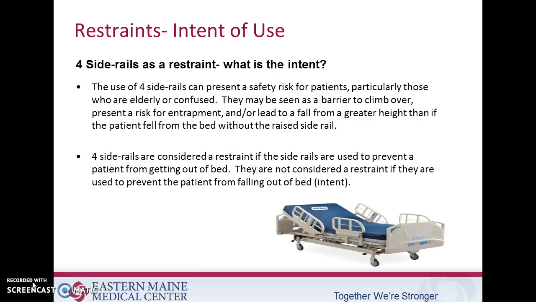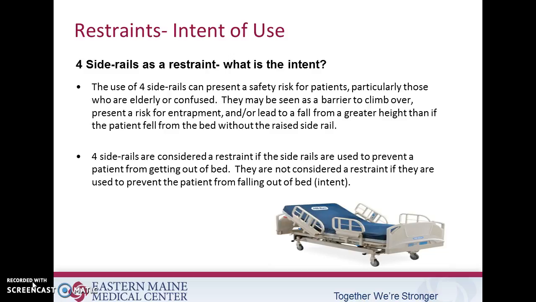Great. So one thing that's come up recently in a lot of conversations, and the Joint Commission has actually published some clarification statements on this, is the use of 4 side rails as a restraint. This one gets a little tricky. Essentially, we always heard in the past, I remember when I came through nursing school and was a new nurse, that you never put 4 side rails up because it's considered a restraint. And that is true in a sense.